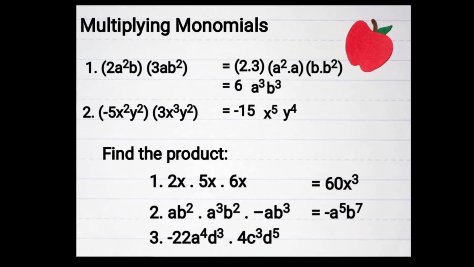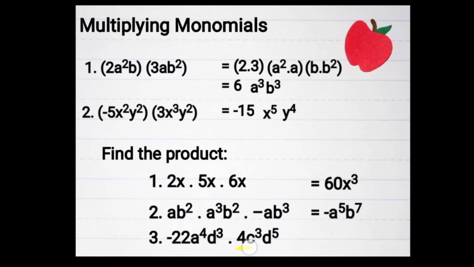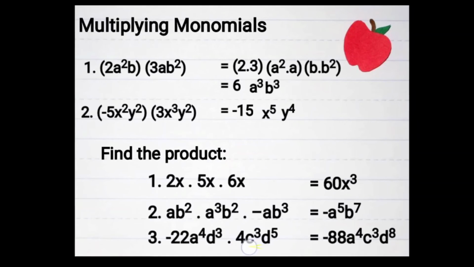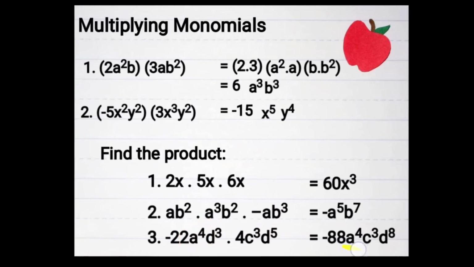Okay, number 3. Let's multiply the numerical coefficient. We have negative 22 times 4 is negative 88. Then to the base a, we have a to the fourth. As you can see, we don't have a here, so let's copy a to the fourth. That's why we have here a to the fourth power.